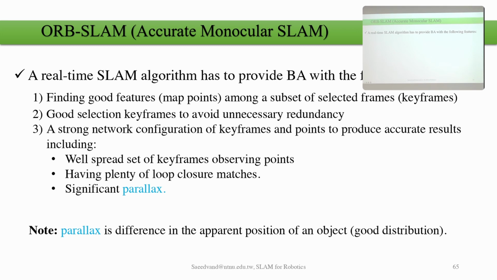And that's an optimization problem. So when you hear that an algorithm is trying to solve bundle adjustment, you know that we have a camera moving in the environment and we want to find the pose. On the other hand, in order to solve the bundle adjustment problem, we need to find good features.